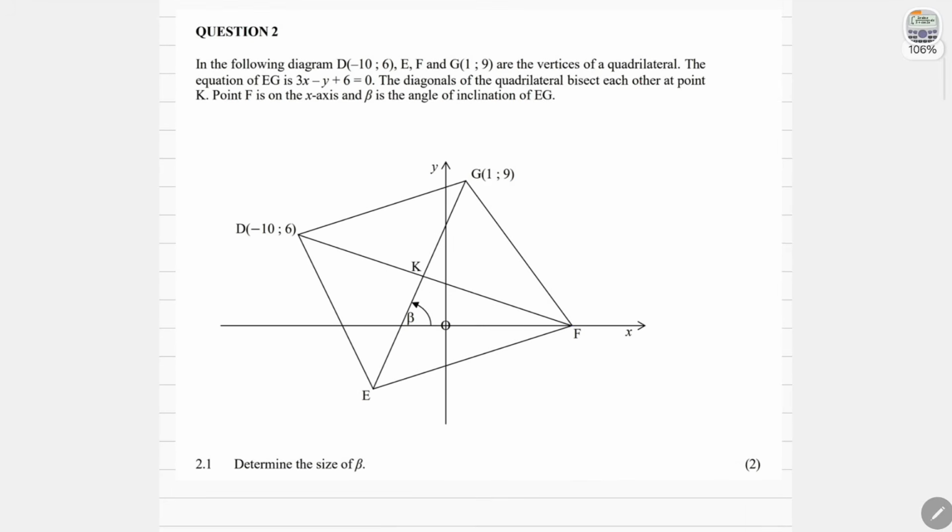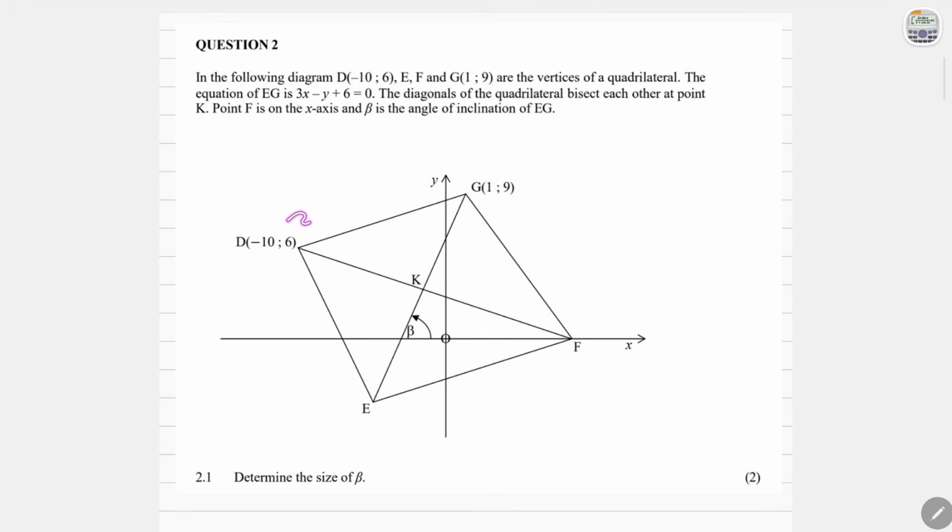Question 2 says, in the following diagram, D is negative 10 and 6, E, F, and G, which is 1 and 9, are vertices of a quadrilateral. The equation of EG, so this line, I'll just put that down, is 3x minus y plus 6 is equal to 0. You can see it's not in the standard form of the equation of a straight line.